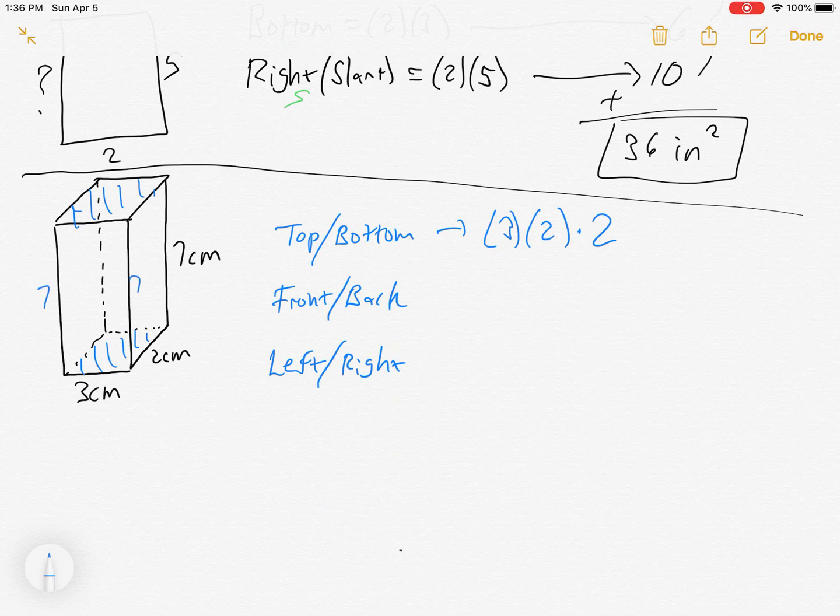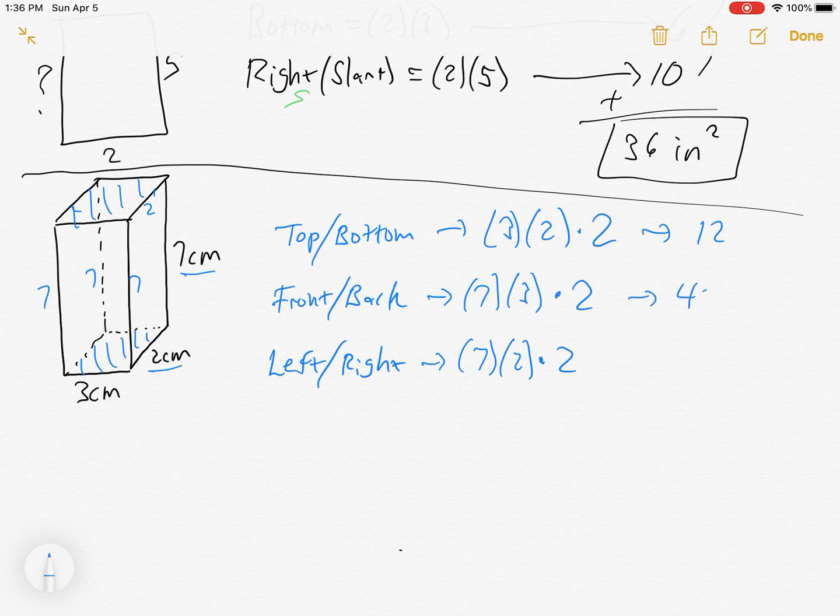The front and the back. Well, we know this is 7. This is 7. That is 7. So the front and the back is 7 by 3. And there's 2 of those, a front and a back. The left and the right is 2 times 7, or 7 times 2. And there's 2 of those, a left and a right.